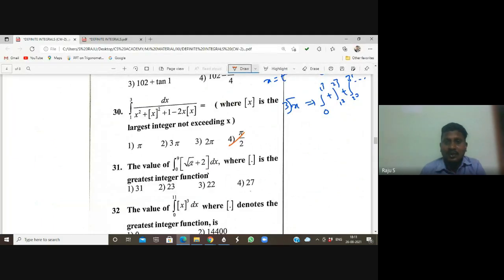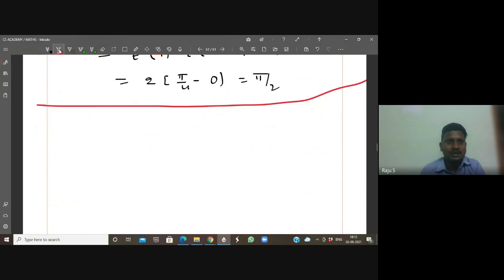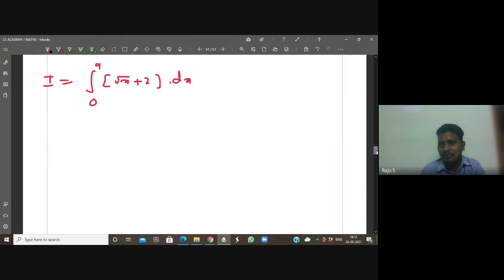So like that, see students, here root x is there, the greatest integer inside root x. Here also we have to split, but split into 0 to 9. This kind of question, 0 to 9 is there, the integral of greatest integer of root x plus 2, dx. This is I. Very easy question. Root x is equal to some variable, that means x is equal to t square. Squares we can write.